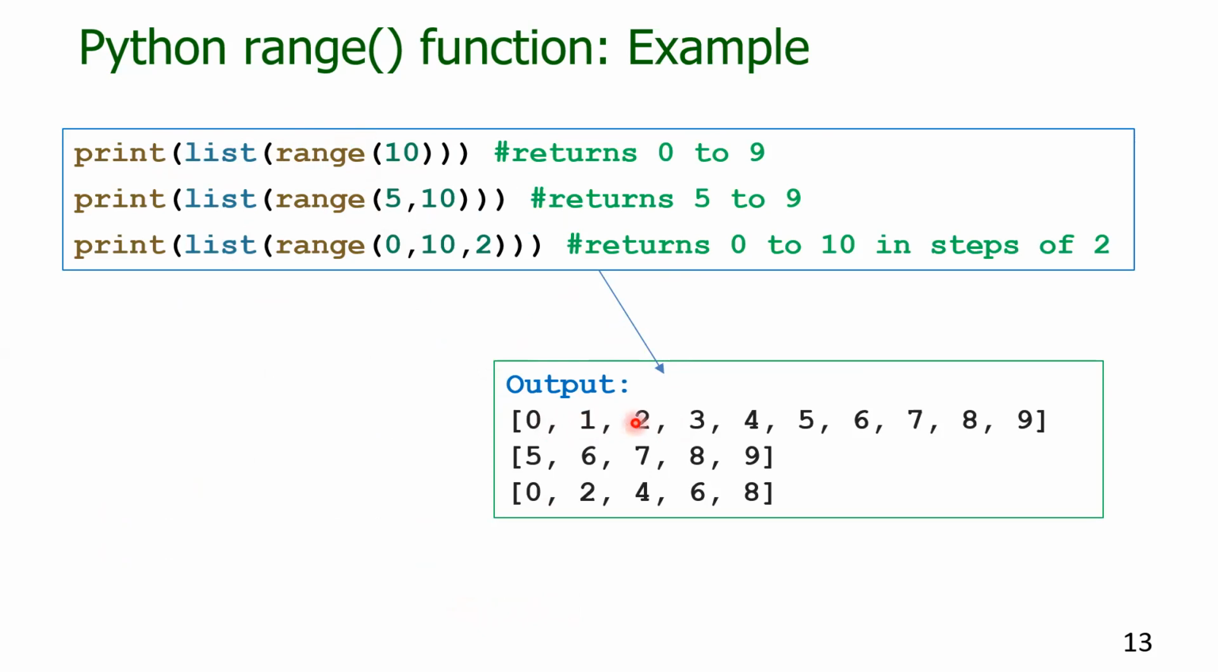In the first print statement you can observe, since no value for start is given, the default start is 0 and the default step is 1. That is why it is printing all the numbers from 0 to 9 in steps of 1. Similarly, range of 5, 10 is printing the numbers from 5 to 9 in steps of 1. And then range of 0, 10, 2 is printing the numbers from 0 to 9 in steps of 2. That is why we got 0, 2, 4, 6 and 8.